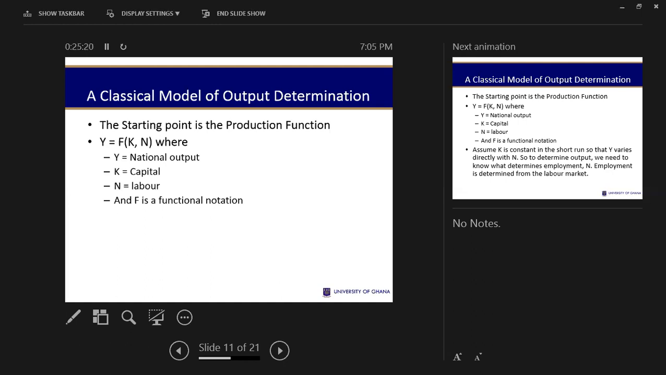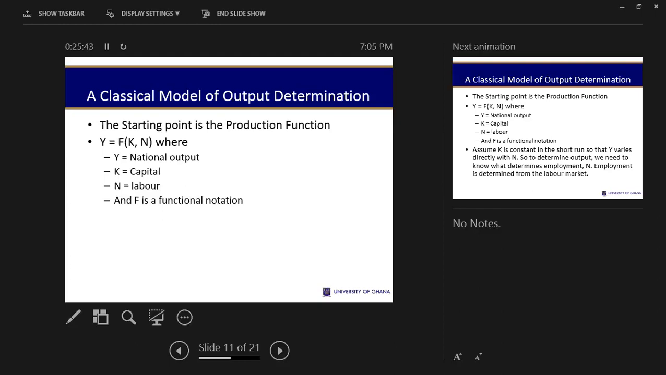Please take note. From today, labor will always be N. It will be N, not L. It's labor, but we'll be using N. Right. So there's a production function that we'll be looking at.